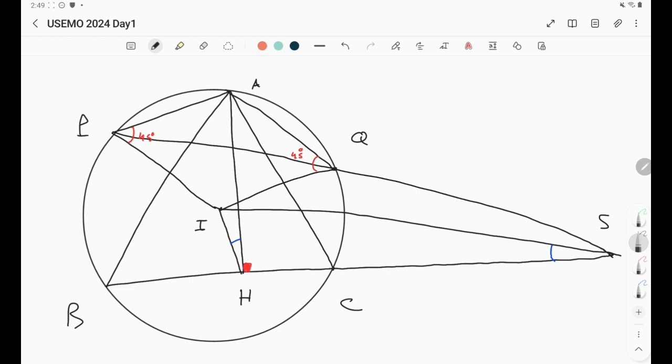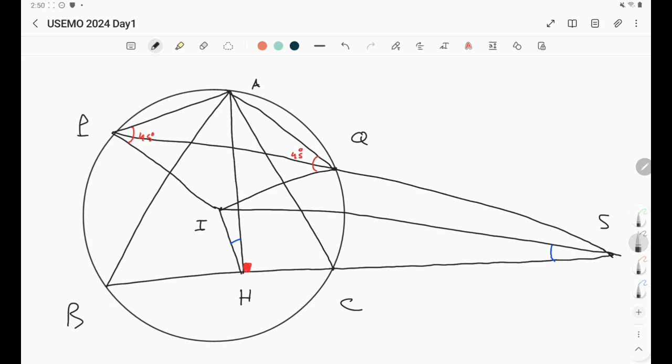And if you haven't studied complex bashing or barycentric bashing, then I highly recommend you to do so because it's really important. In fact, I solved my IMO question, IMO 2019, the geometry question, using barycentric coordinates.